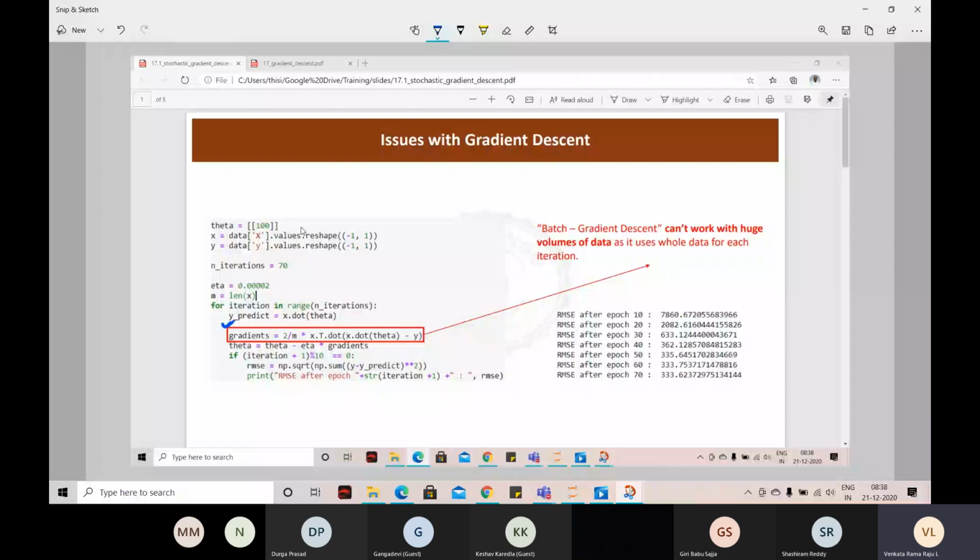Now if I have to find the next theta, it is theta minus alpha into derivative of the cost with respect to theta. This is what I have to do. Theta is equal to theta minus alpha into derivative of the cost function with respect to theta. Now you see it, right? It came now.